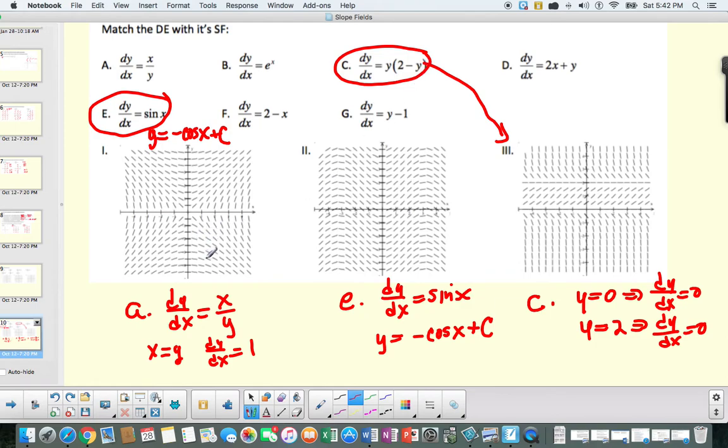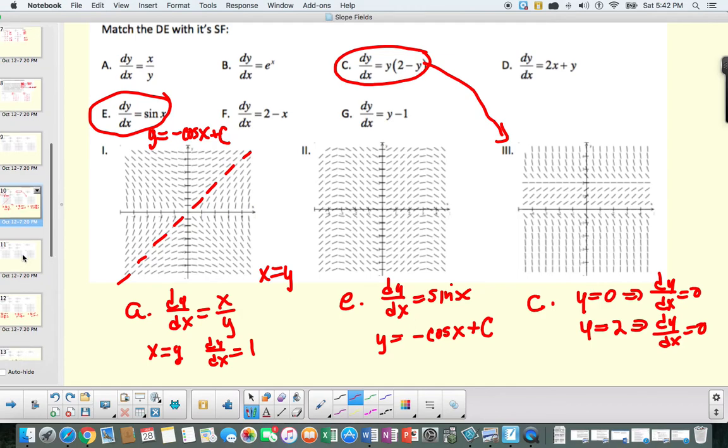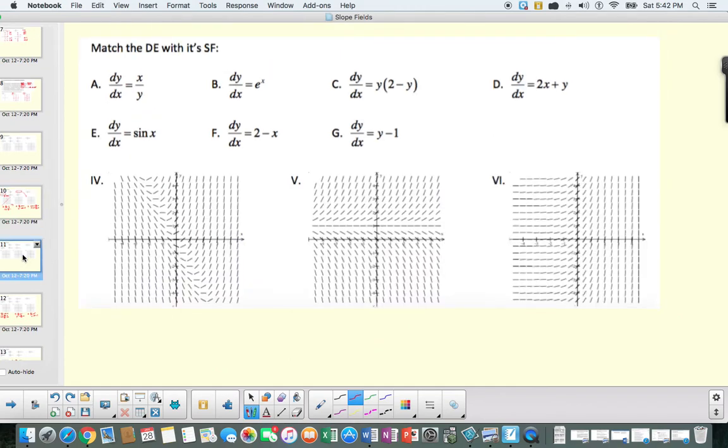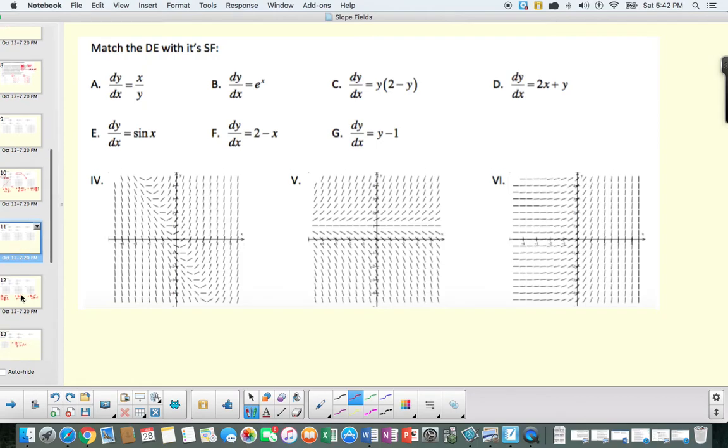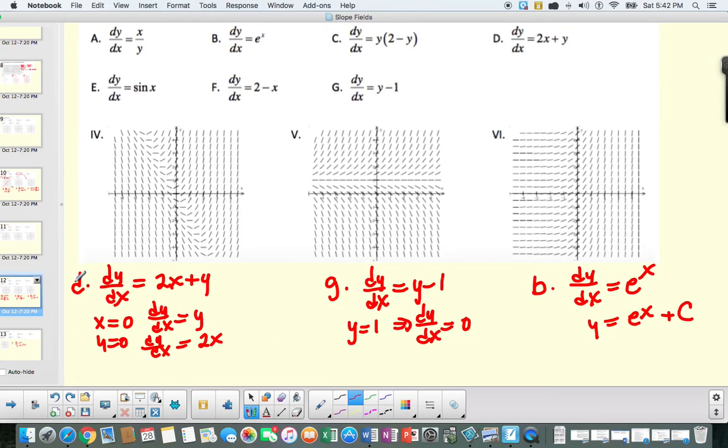And over here, I noticed that when x is equal to y, the slope was equal to 1, and I saw all of these as 1, and I could see a negative 1 going over here. So these were some of the hints I used for myself to help. Okay, try again. Go ahead and stop the screencast and see if you can match these. And here are the answers.